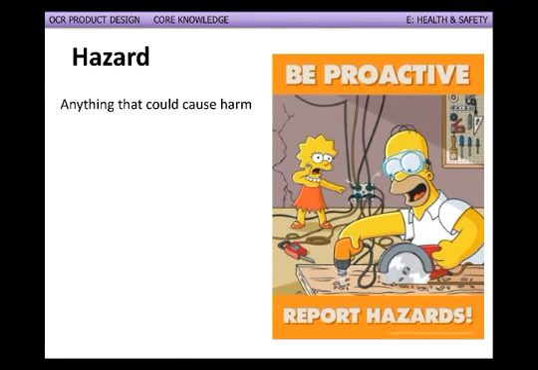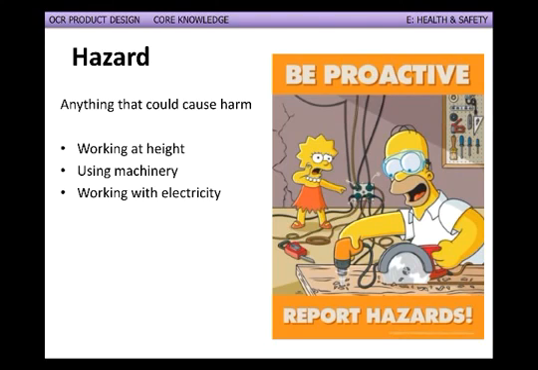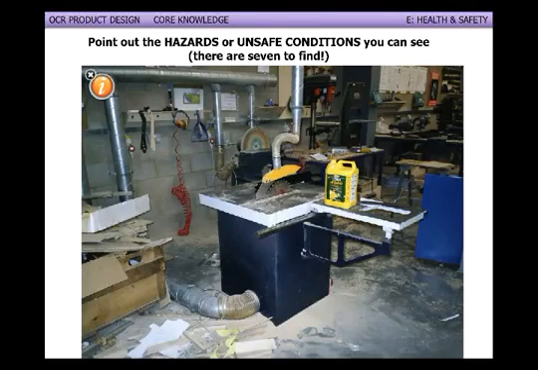A hazard is anything that could cause you harm. That would involve things like working at height, on a ladder, using machinery like a pillar drill or a bandsaw, but also working with electricity if you're wiring up a building. So for example, we've got a fairly standard workshop here. Just pause the video now and see if you can identify a few things that are wrong with it, things that might cause a hazard.